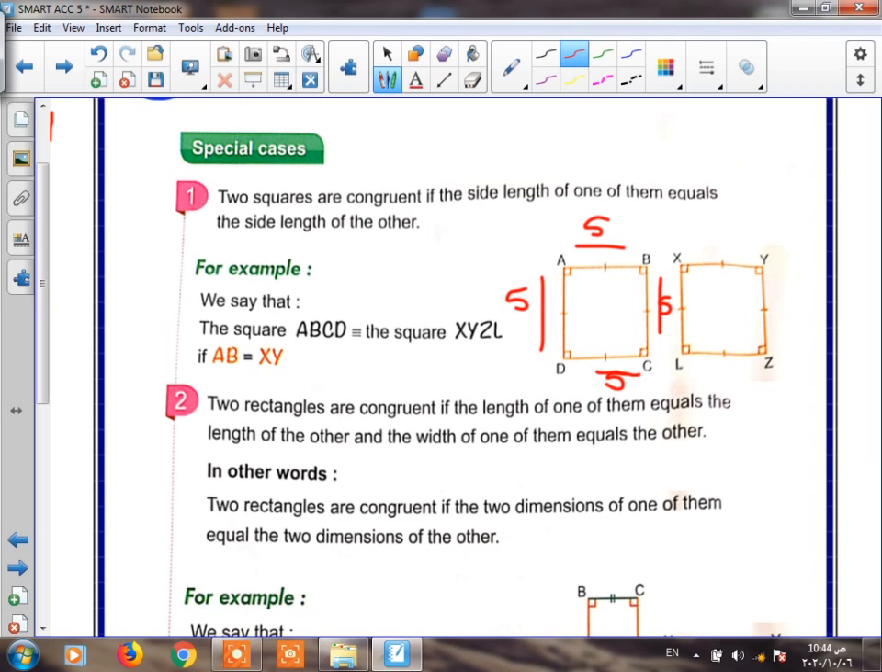If I say just one side, XY equals 5, then all of the sides of the square XYZL also equal 5. So here I can say that ABCD is congruent to XYZL. If I have just one side in one square equal to the side in the other square, then the two squares are congruent.